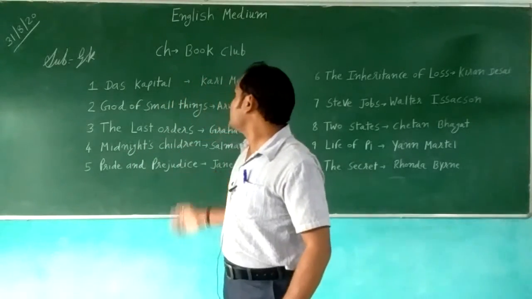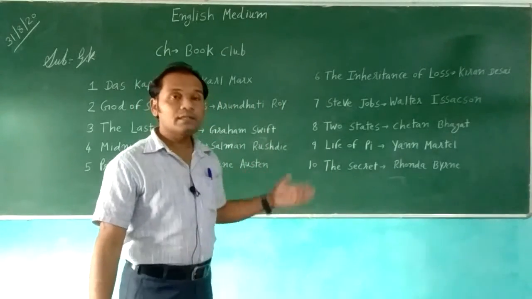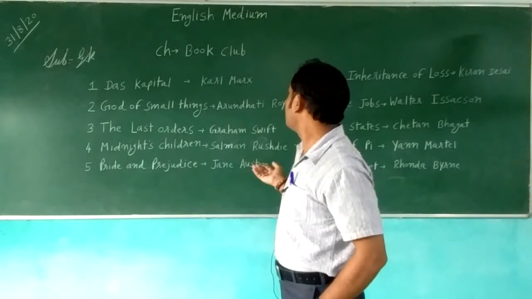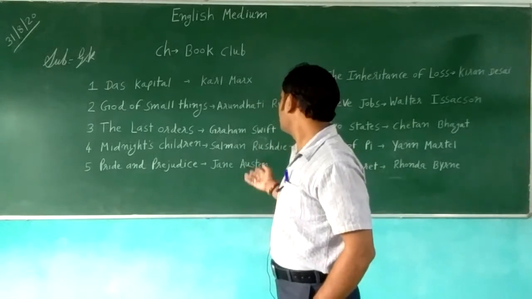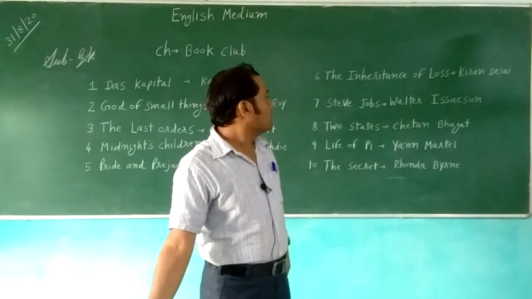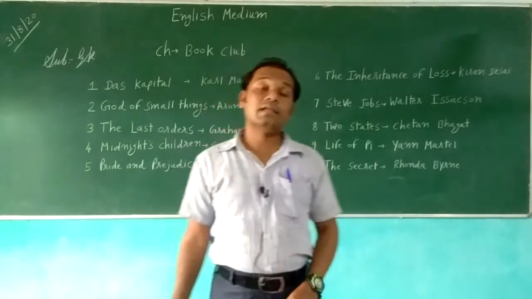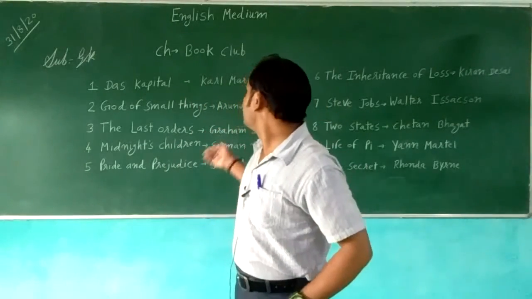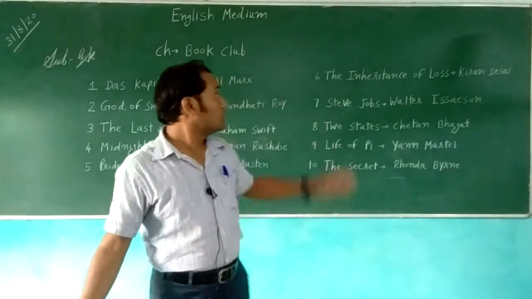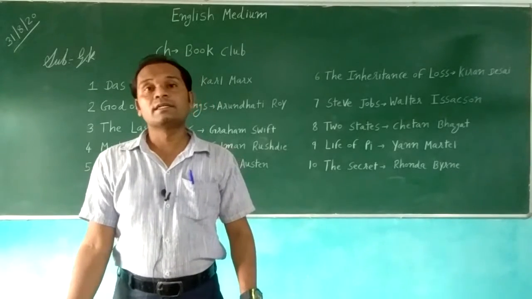So you can see here some English titles are there and some Indian English titles. You can see that Karl Marx, Graham Swift, Jane Austen, then Walter Isaacson, Yann Martel, Rhonda Byrne, they're English writers. And you see that Arundhati Roy, Salman Rushdie, Kiran Desai, Chetan Bhagat, they are Indian English writers.